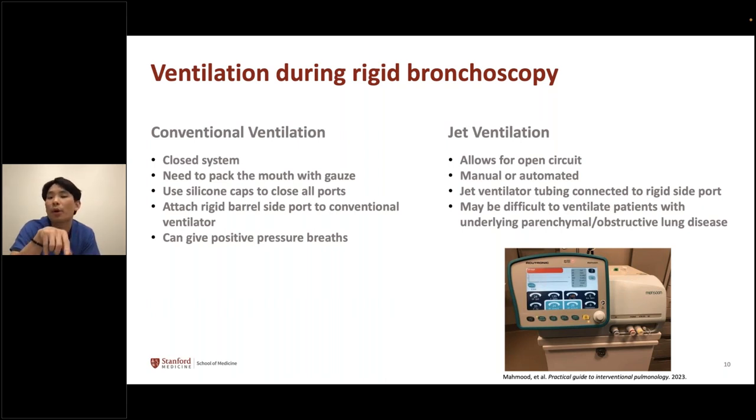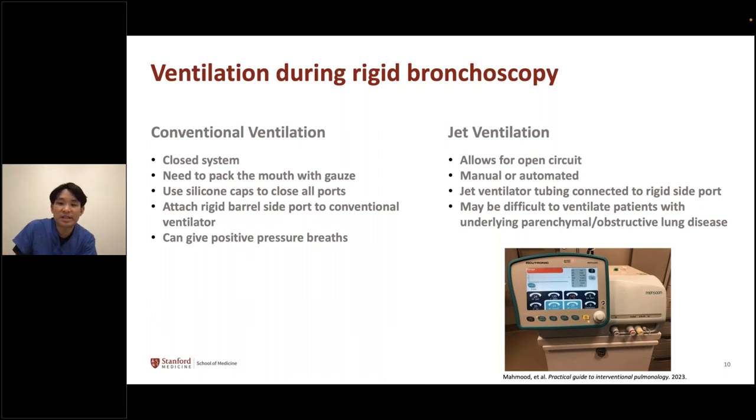Now, the important part here is that it allows for an open circuit, and the open circuit itself is very important because you need all the gas to escape through it. So it is one way that we could ventilate patients during rigid bronchoscopy. The advantage of this, besides having the open circuit, is that the open circuit itself allows one to put various tools through without having the silicone cap around. So you may have a slightly larger working channel with all the tools.